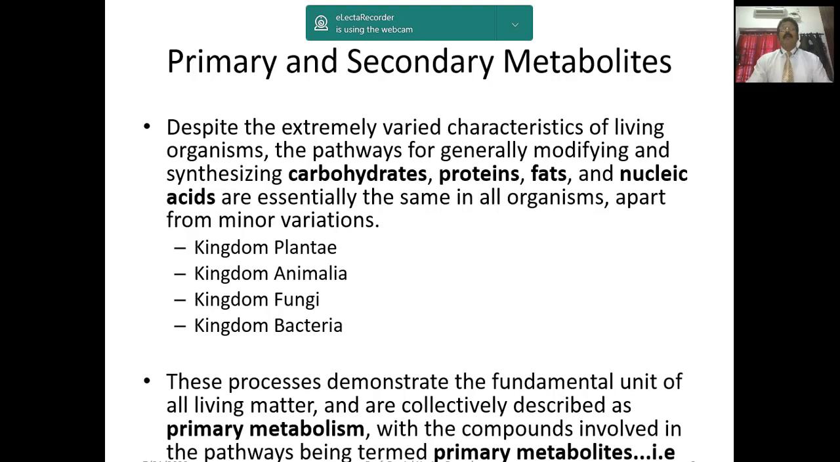Now, what is the difference between them? Because we are going to study the metabolic pathways, and we are going to study the biogenetic pathways. It has been given in the syllabus. So what is a biogenetic pathway? What do you mean by a biosynthetic pathway?